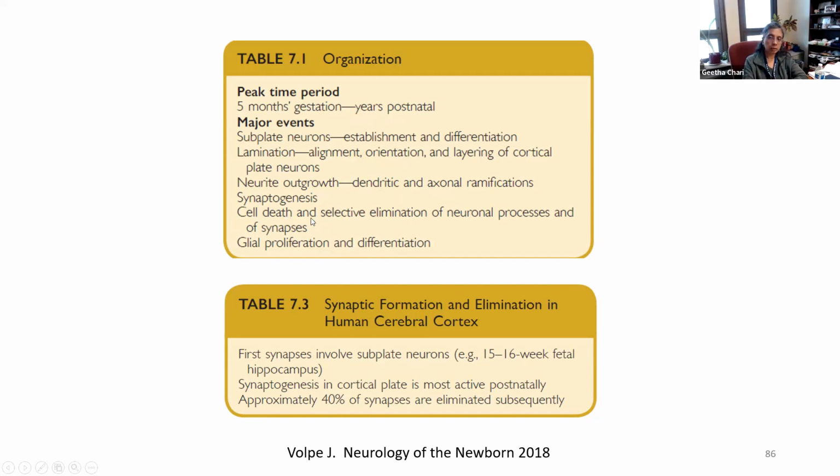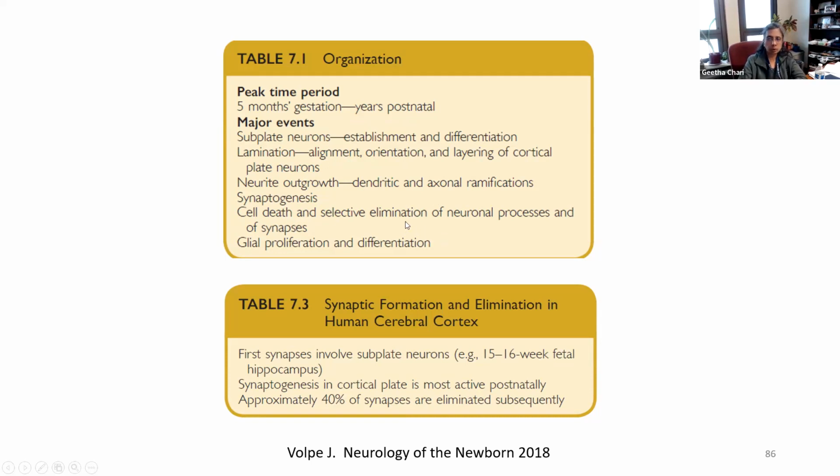And then as a part of this organization, you also have programmed cell death and you have the pruning of the synapses. So everything that forms in that region does not always stay, and you need to have a cutting back of some of those synapses and the neurites.